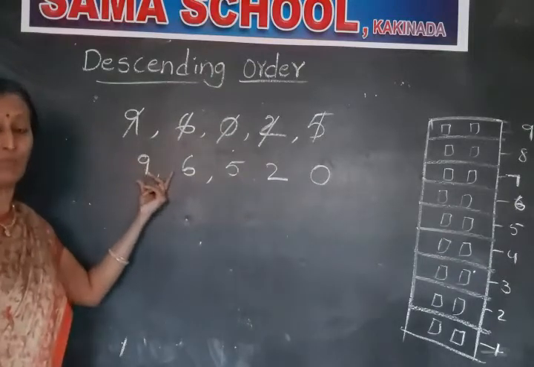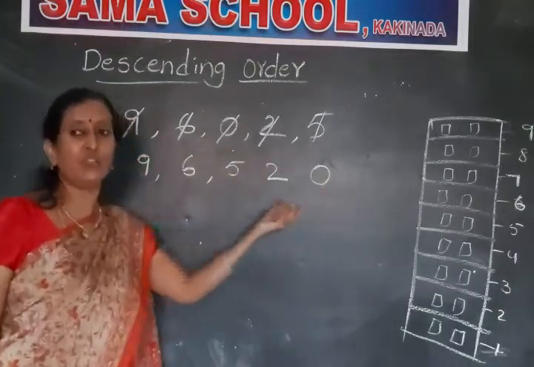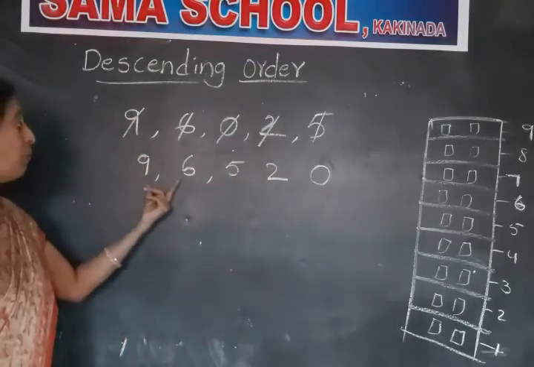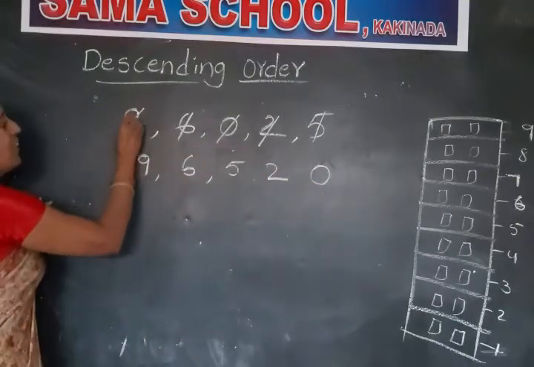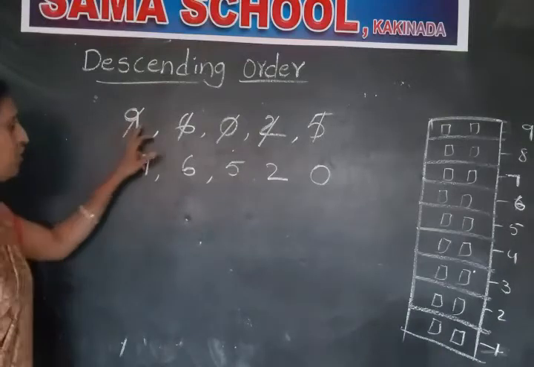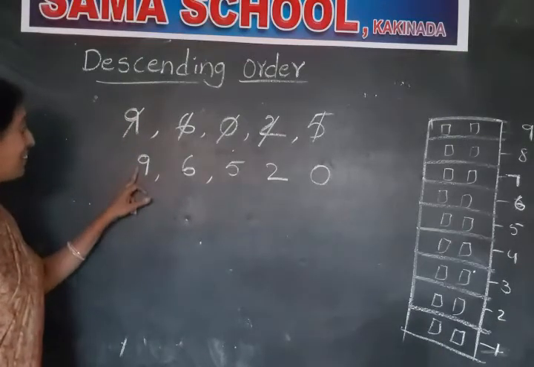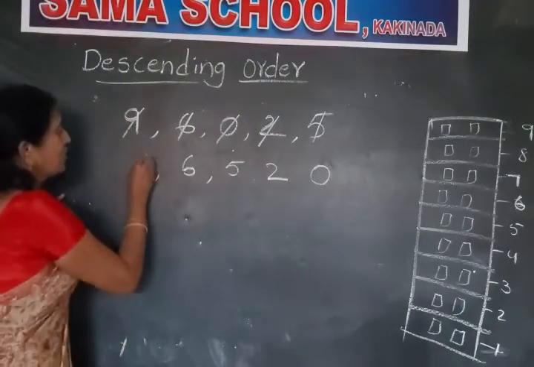Descending order means big number to small number. We arrange in descending order, big number to small number. See here, 9 is the big number. So you put a 9 here. Next, in this, which is the small one?